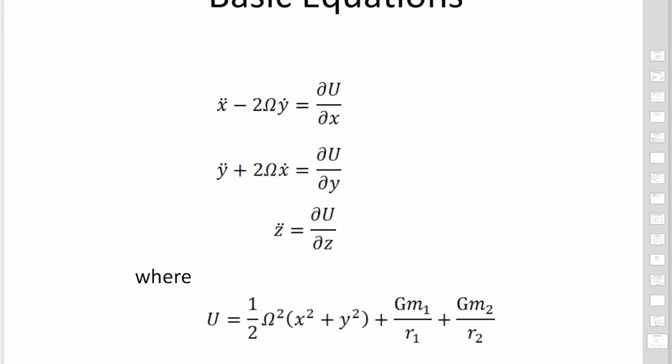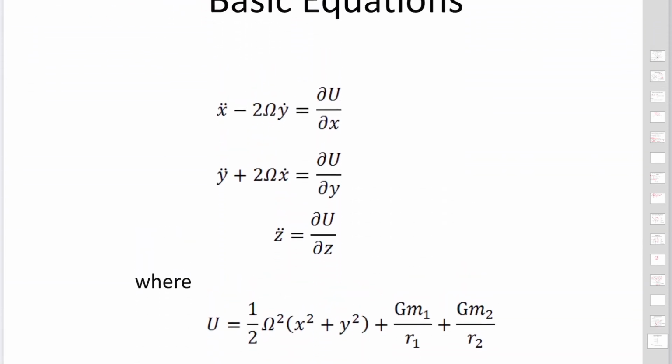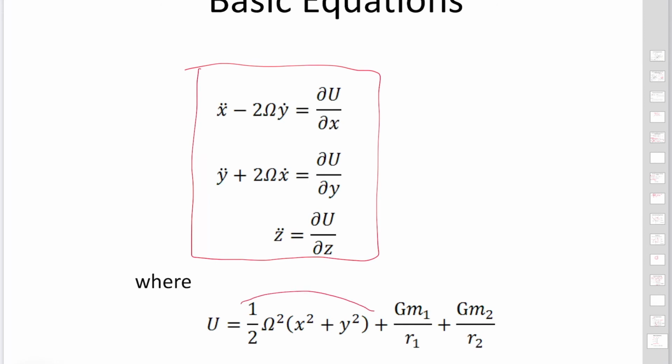Then finally, the basic equations are expressed in very simple forms. And U is 1 over 2 omega square times (x square plus y square) plus the gravitational potential. The first term is the centrifugal potential, and the gravitational potential is due to the two objects with masses of m sub 1 and m sub 2. The equation is significantly simplified. This is the end of this session.